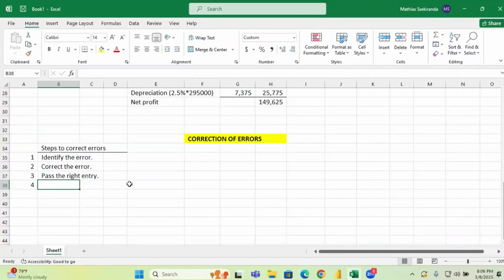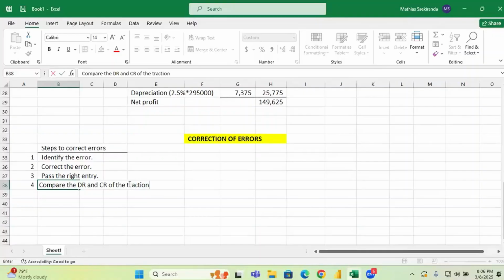And then the last step is compare the debit and credit of the transaction. If there is any difference, pass it to the suspense account.